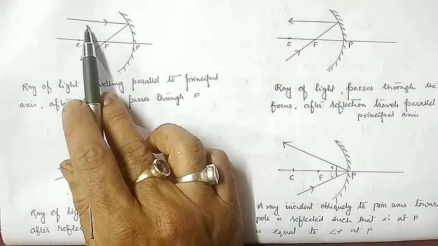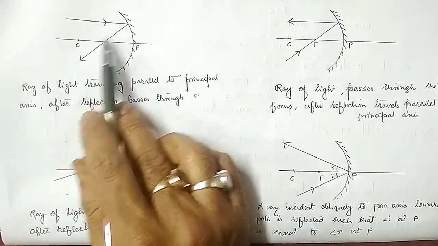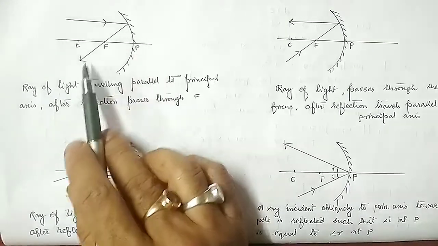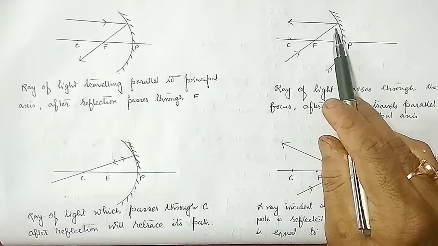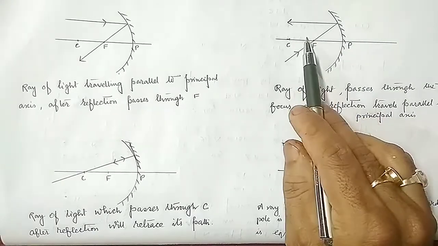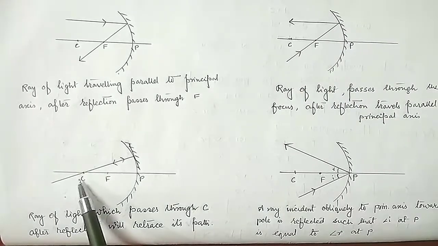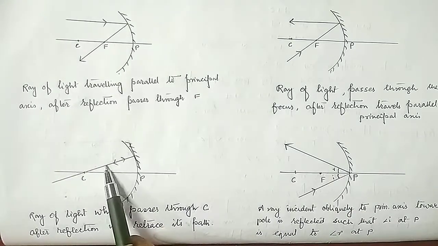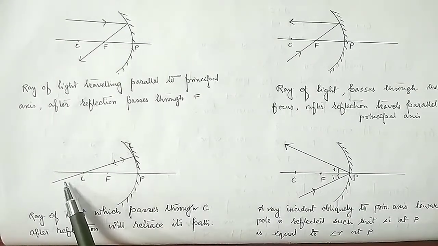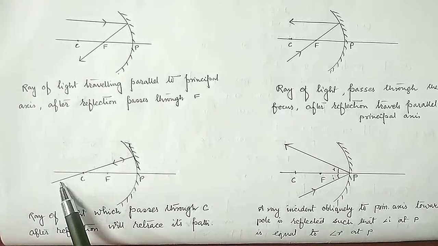When a ray of light is parallel to the principal axis, after reflection it passes through the focus. A ray of light which passes through the focus, after reflection will become parallel to the principal axis. Any ray of light which passes through C, meaning the center of curvature, after reflection will retrace its path, that means it will rebound in the opposite direction.